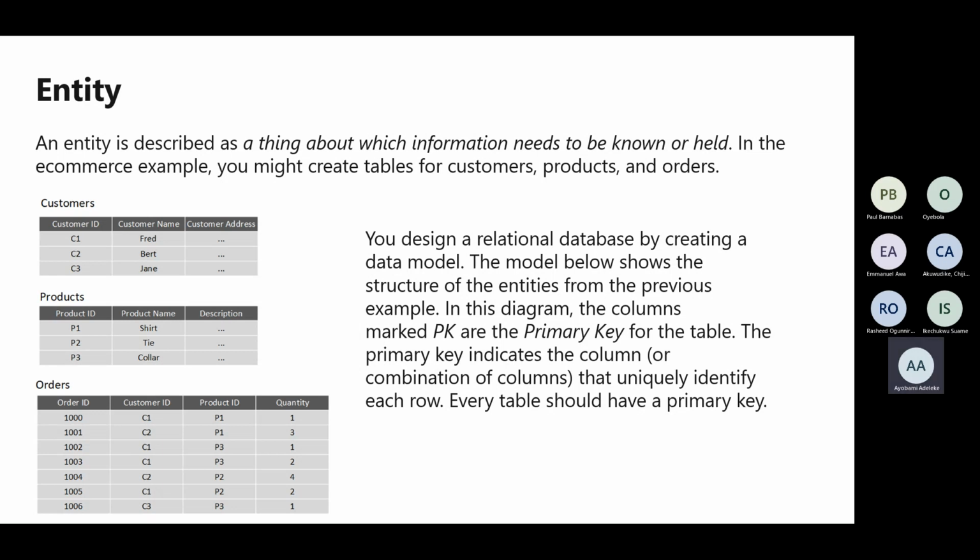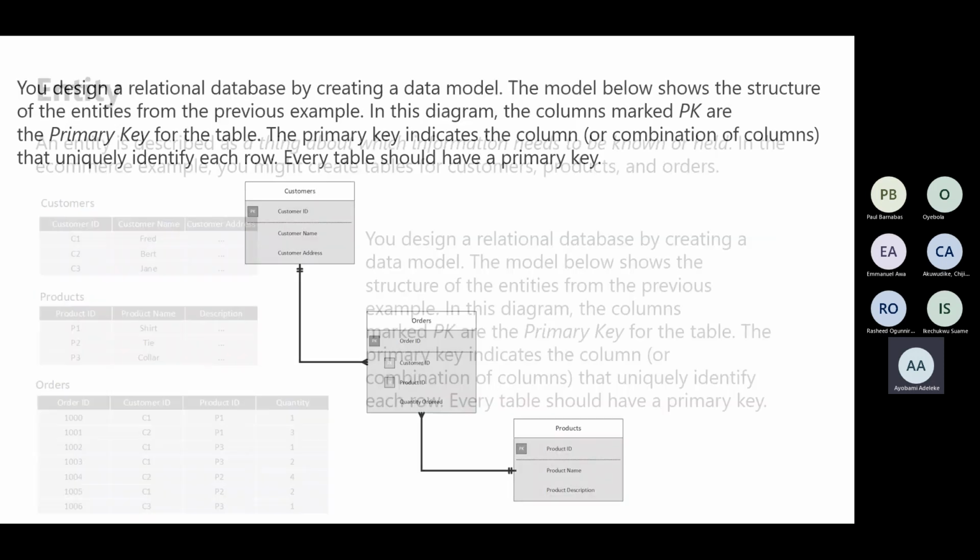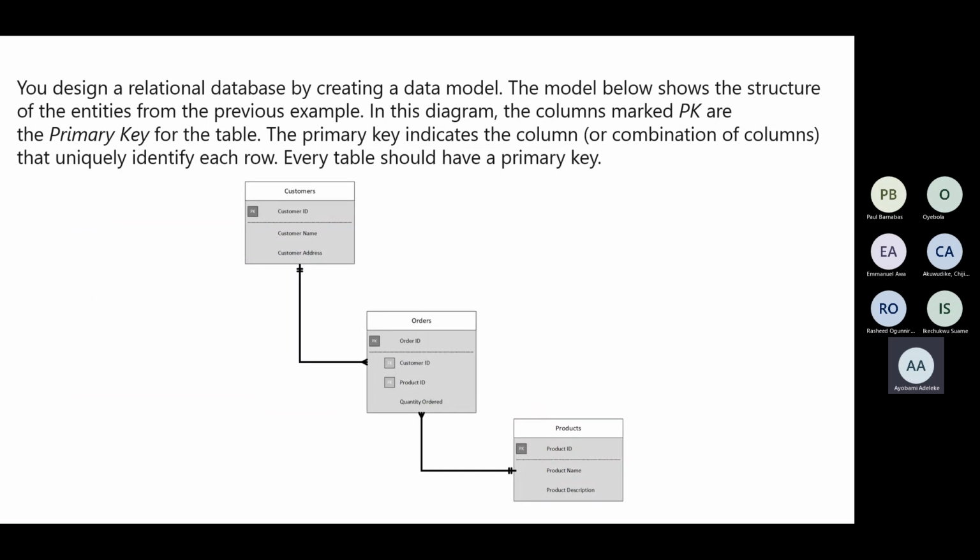On the far right here, we have a story. We say you design a relational database by creating a data model. On the next slide, there's a model that shows the structure of the entities that we see on our left at the moment. All right, let me go one step ahead. So this is the model. This is what it looks like. It creates a relationship between the different entities in your relational database. We've seen the customer table earlier, so this is the model diagram.